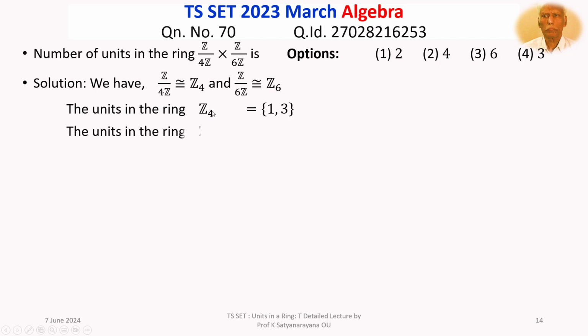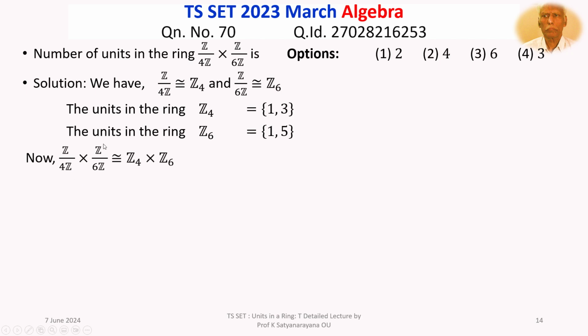So the units in Z6, physically count. What are those elements of Z6 which are relatively prime to 6? GCD of 1 and 6 is 1. 2 and 6 is 2, it is not relatively prime. 3 is not, 4 is not. 5, GCD with 6 is 1. So 1, 5. So the units in Z4 are 2 here, and the units in Z6 are 2 here. They are these elements. Right.